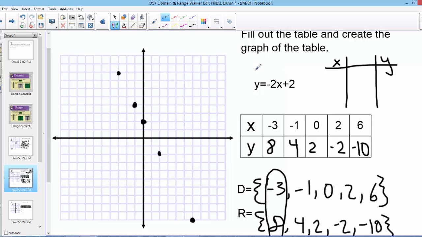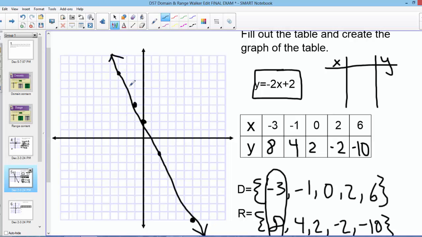Now, look right here. It's a y equals, it's a function. Is this continuous or is it discrete? Well, as you should know, anything that is y equals mx plus b should be continuous because it will include all the values between these points.